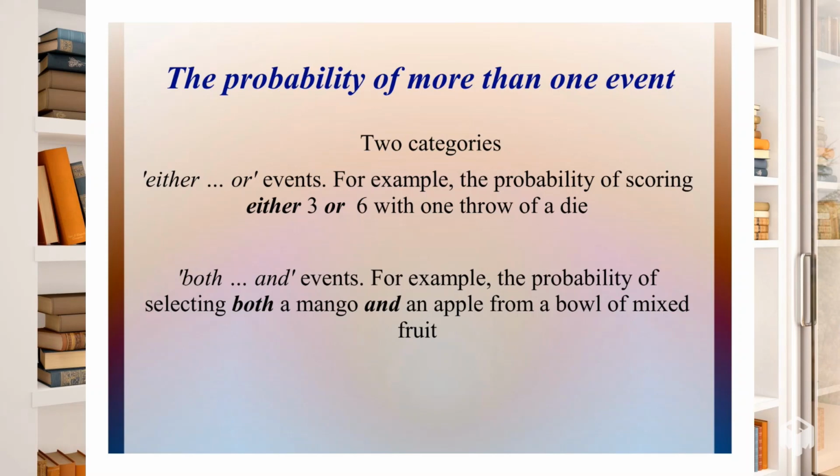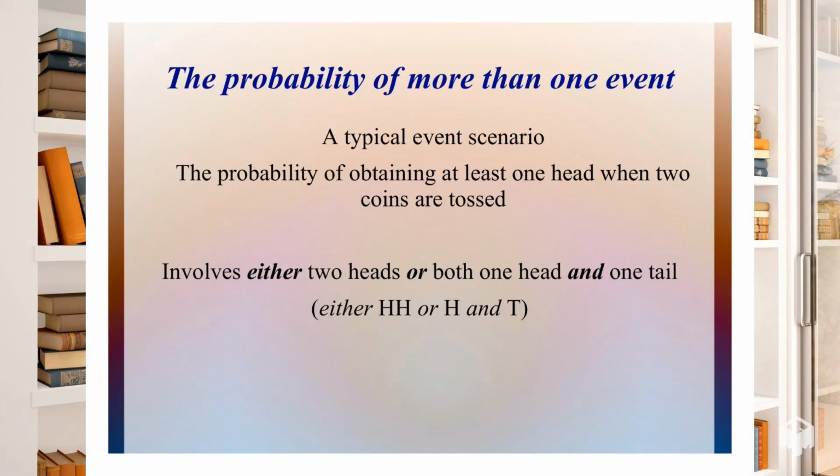Hi, welcome to another video in the probability series. The probability of more than one event. There are two categories: either-or events. For example, the probability of scoring either 3 or 6 with one throw of a die. The both-and events. The probability of selecting both a mango and an apple from a bowl of mixed fruit. A typical event scenario is the probability of obtaining at least one head when 2 coins are tossed. The outcome involves either 2 heads or both 1 head and 1 tail.